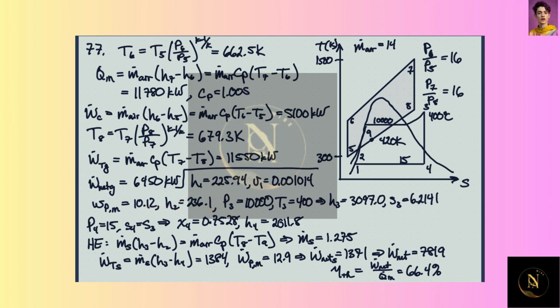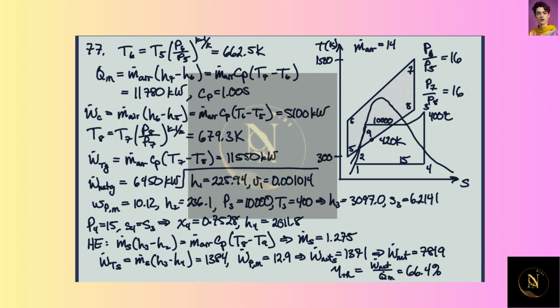Conservation of energy on the pump says that this plus this gives us the enthalpy out of the pump, so that's h2. We know the pressure and temperature at 3, where we're given, so we can get the enthalpy and entropy there. We know the pressure at 4, and the entropy at 4 is the same as at 3. So we have 2 thermodynamic properties, so we can find the quality. We're in the 2-phase region here. And we can find the enthalpy at 4. And now we can look at the heat exchanger.